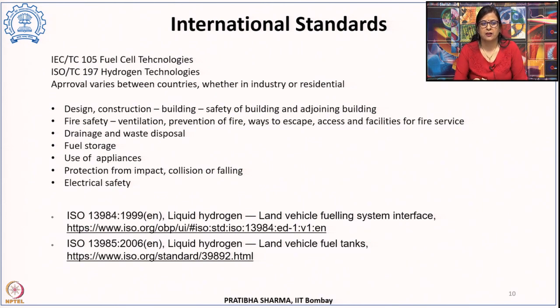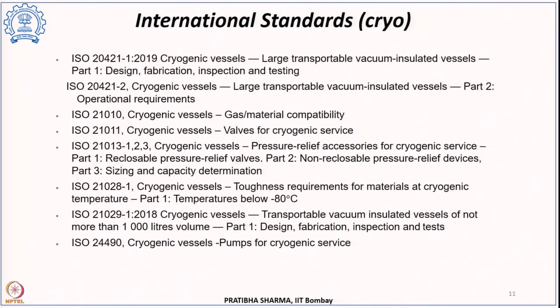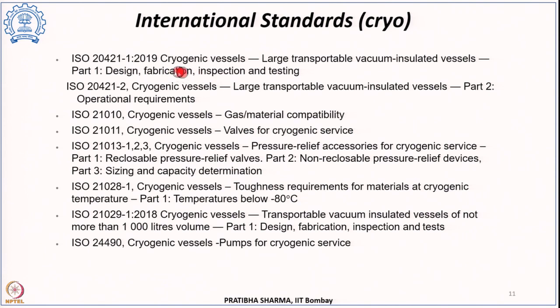Just to give certain examples, ISO 13984 is a standard for liquid hydrogen, meant for the land vehicle fueling system interface. ISO 13985 is for liquid hydrogen again. There are other standards for cryogenic vessels, like ISO 20421, and these are meant for large transportable vacuum insulated vessels, which has a part 1 based on how the design, fabrication, inspection and testing will be carried out for these cryogenic vessels. It has a part 2 which covers the operational requirements.